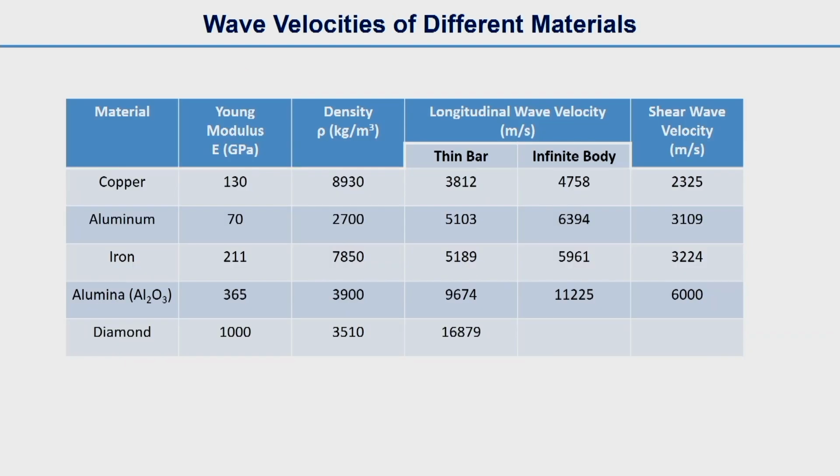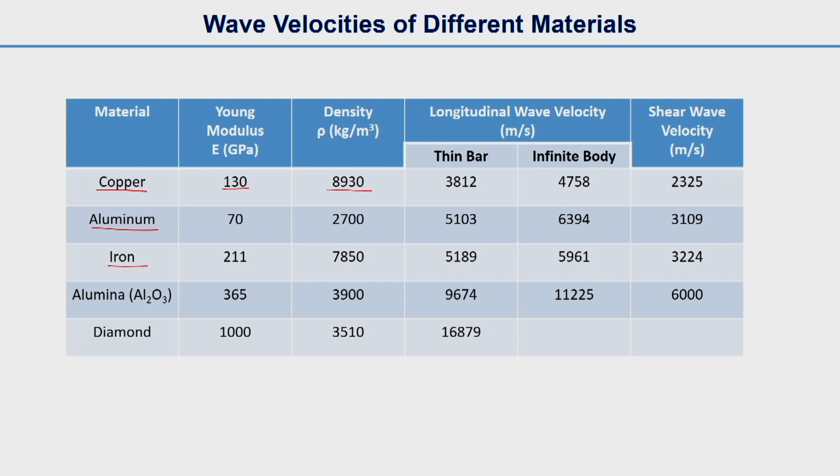Next we will see wave velocities of different materials. Here are some common materials like copper, aluminum, iron. They are very commonly used materials, and then alumina, a ceramic, Al2O3, and then a very hard material, diamond. The Young's modulus for copper is 130, and the density is 8930. We have not included the Rayleigh wave velocity here, but we included two types of longitudinal wave velocity.